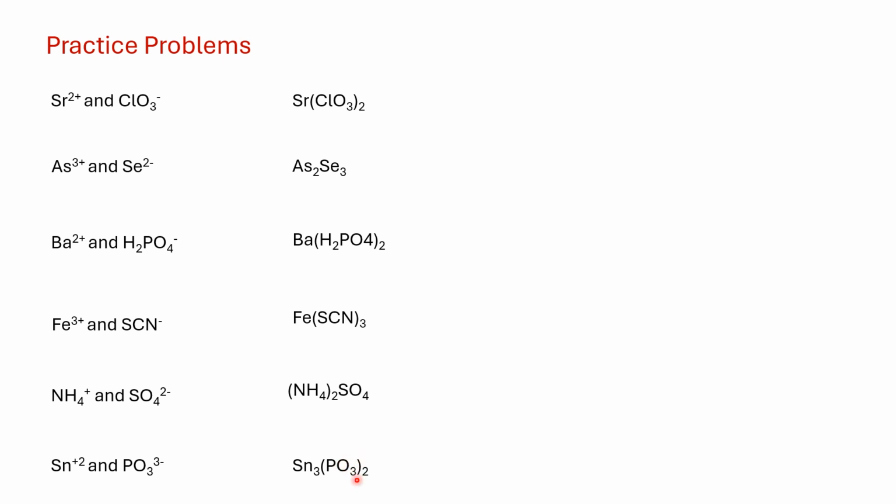I hope now you have an idea about how ionic compounds are formed, how the cations and anions are formed, and how we can write the ionic compound formulas by joining cations and anions to get zero overall charge compounds.